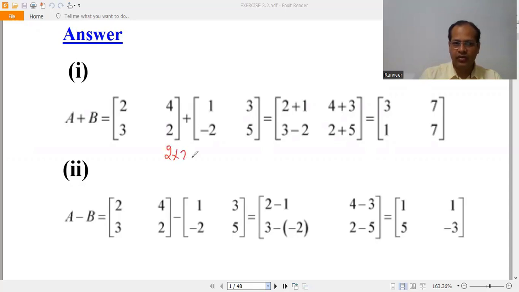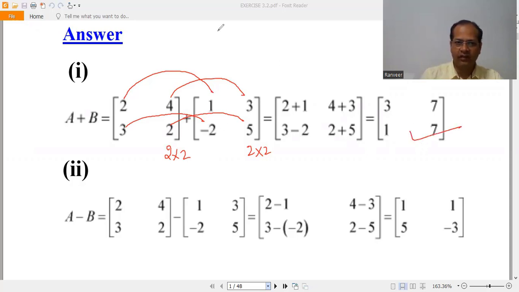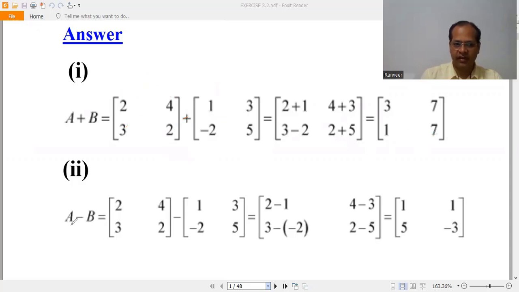Suppose this is 2×2 and this is also 2×2. So easily we can add the corresponding position elements. So 2 plus 1, 4 plus 3, 3 minus 2, 2 plus 5. So this we got. All the things we can find out the same way. A minus B, so minus is there: 2 minus 1, 4 minus 3, 3 minus minus 2, 2 minus 5. So this is the answer.